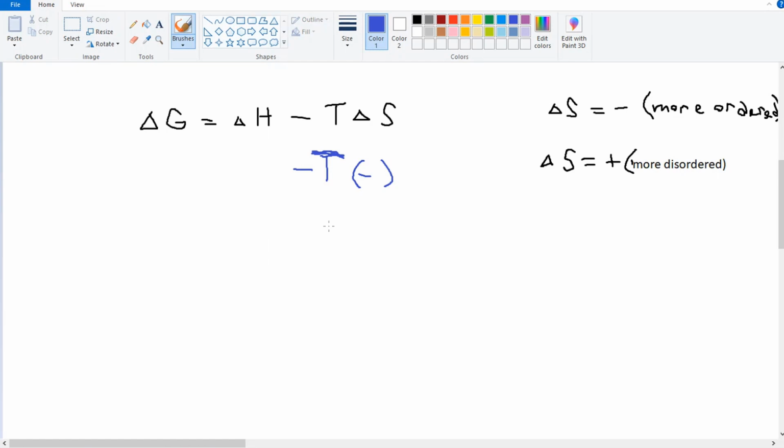So a higher temperature will cause a negative delta S reaction to be less spontaneous or non-spontaneous, more positive delta G. However, if the reaction goes from a more ordered state to a less ordered state, in other words, it becomes more disordered, delta S is positive, then a higher temperature will favor making the reaction spontaneous. I don't know if that answers your question.